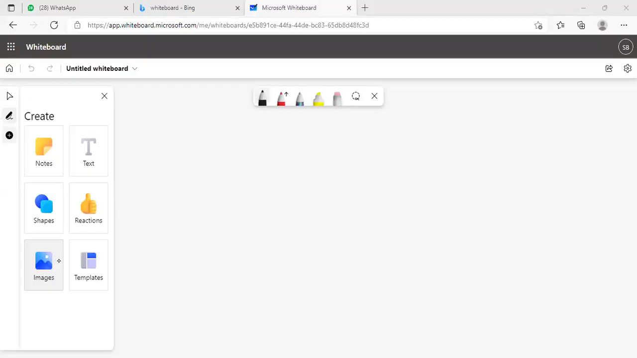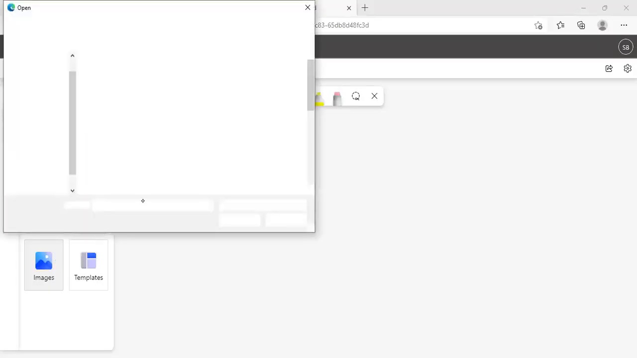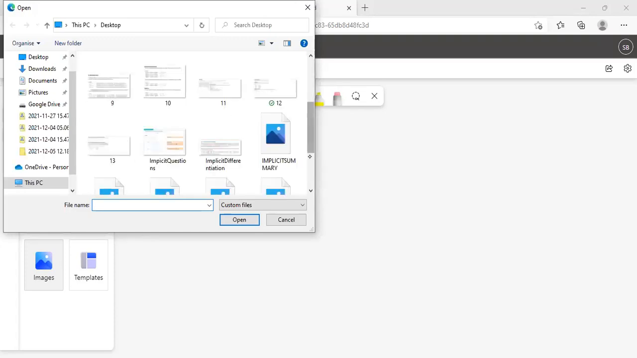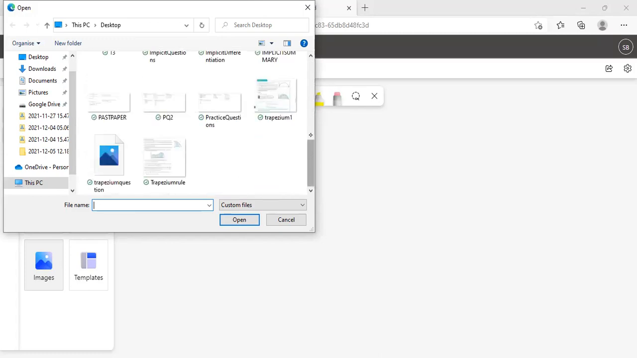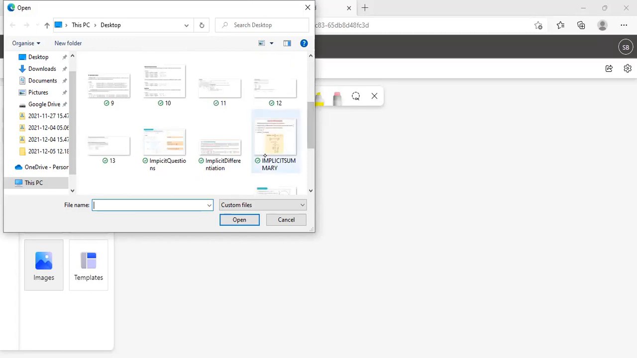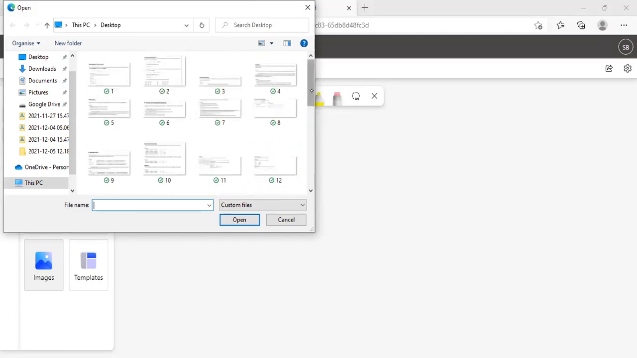Are you sure? Yes. Okay, I will move to the next slide and then you would be able to understand even better. I'll stop sharing my screen and I will share my Microsoft whiteboard and I'll share my implicit differentiation slide.